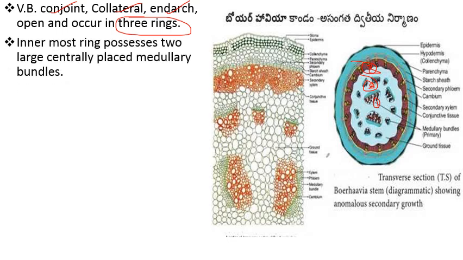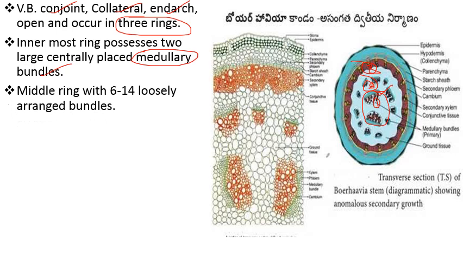Then the innermost ring possesses 2 large centrally placed medullary bundles that we can see here in this section. 2 center में बड़े large vascular bundles present होते हैं in the central region, which are known as medullary vascular bundles. Middle ring is with 6 to 14 loosely arranged bundles, और जो middle ring है इसमें होते हैं 6 to 14 vascular bundles.